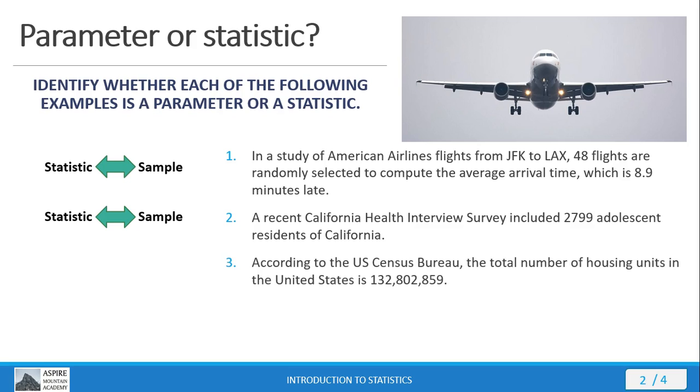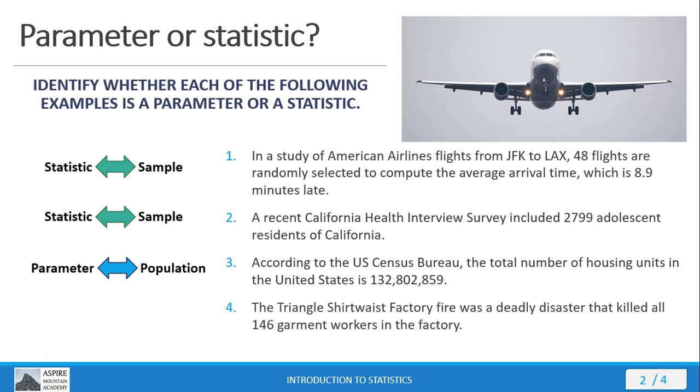Here's the next example. According to the U.S. Census Bureau, the total number of housing units in the United States is 132,802,859. Is this an example of a parameter or statistic? I'll give you a moment. Now, here's another example of a freebie. The total number. That means we've got everything. We've got it all. And when you have it all, you have a population, which we describe with parameters.